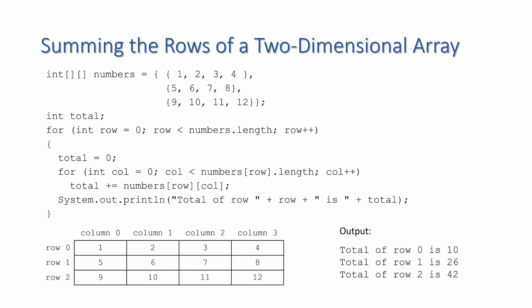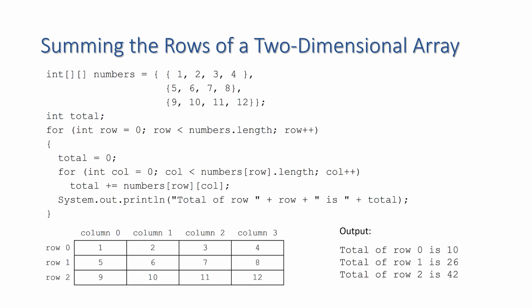To compute the sum of each row in a two-dimensional array, use nested loops and initialize the accumulator inside the outside loop. By doing so, it will reset to 0 for each row. In the sample code, for each iteration of the row loop, total is set to 0 and the inside loop repeats all of its iterations. After it completes, the total of the row is output.